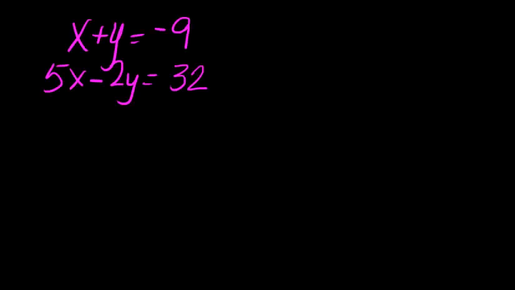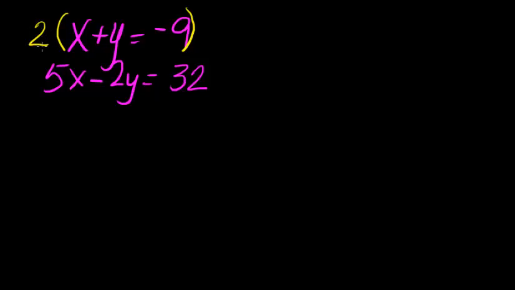Okay, so let's get started with our first example. We're going to start with x plus y equals negative 9 and 5x minus 2y equals 32. As you can see, we have no coefficients that are opposites. We don't even have two coefficients that are the same, so we could multiply one of the equations by negative 1. So instead of multiplying by negative 1 like we did in the previous problems, I'm going to multiply this top equation by 2.